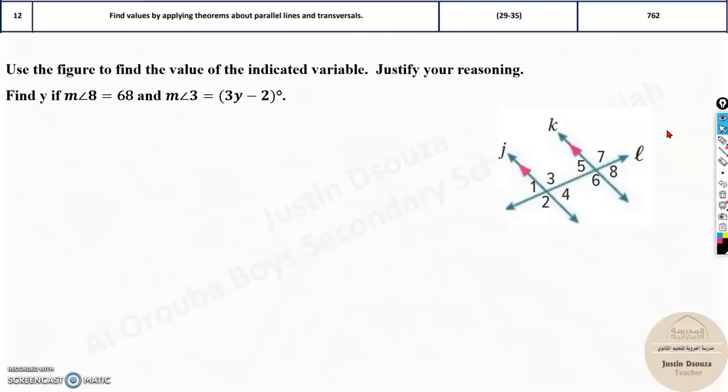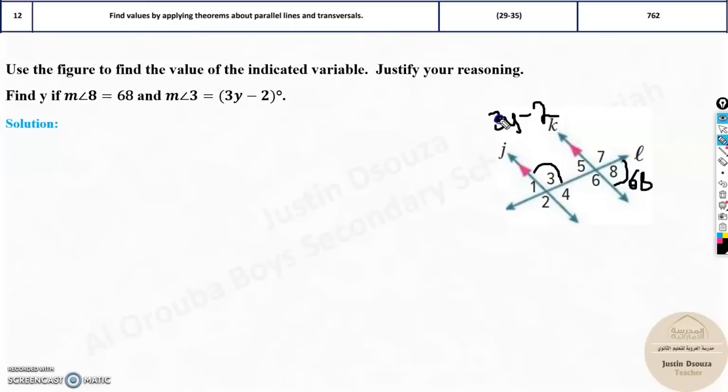Now we will solve this particular problem. Use the figure to find the value of the indicated variable. Justify your reasoning. We need to find y. There's no y over here at first, so I was confused. Now they have told the measure of 8. Let's see, the measure of 8 is 68 degrees. And then the measure of 3 is given to be 3y minus 2, and this y needs to be solved, the variable y.